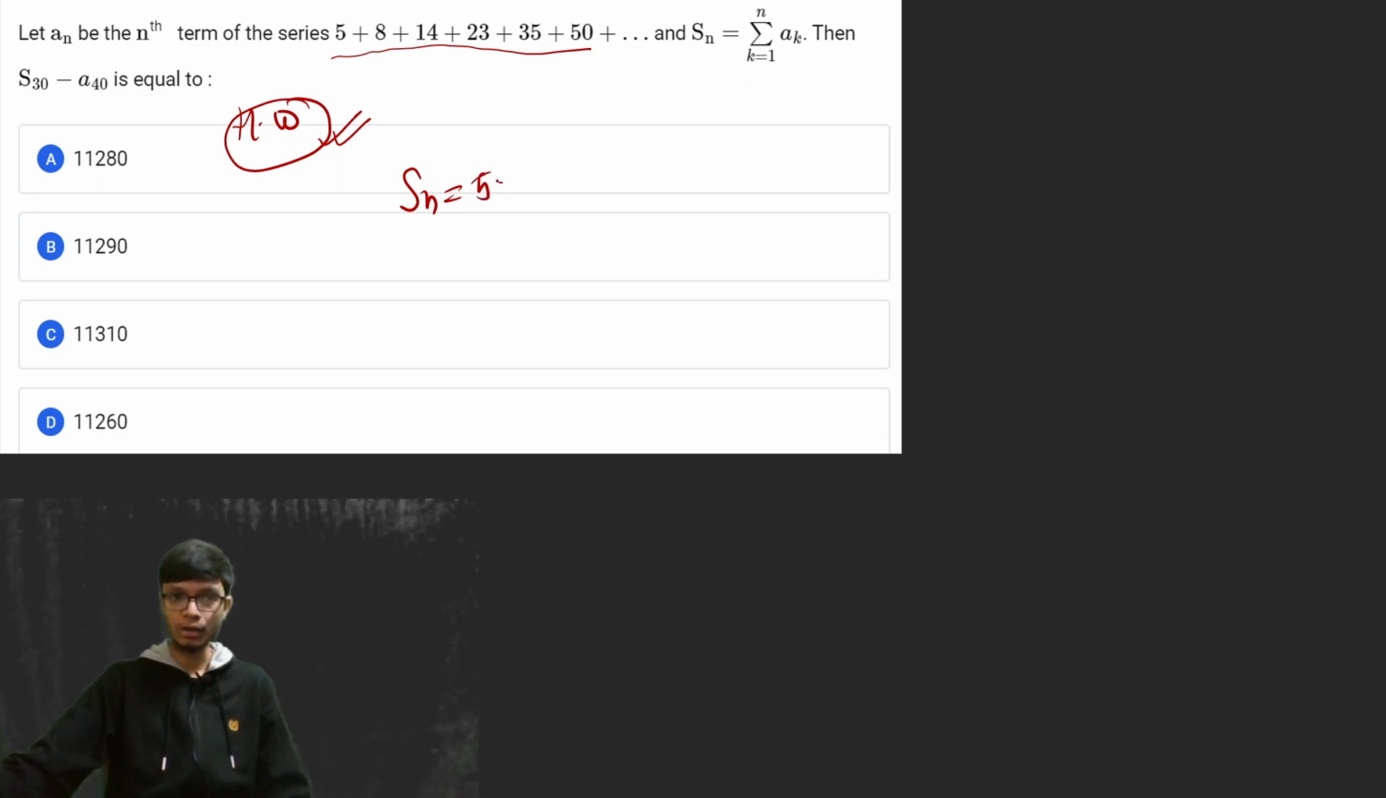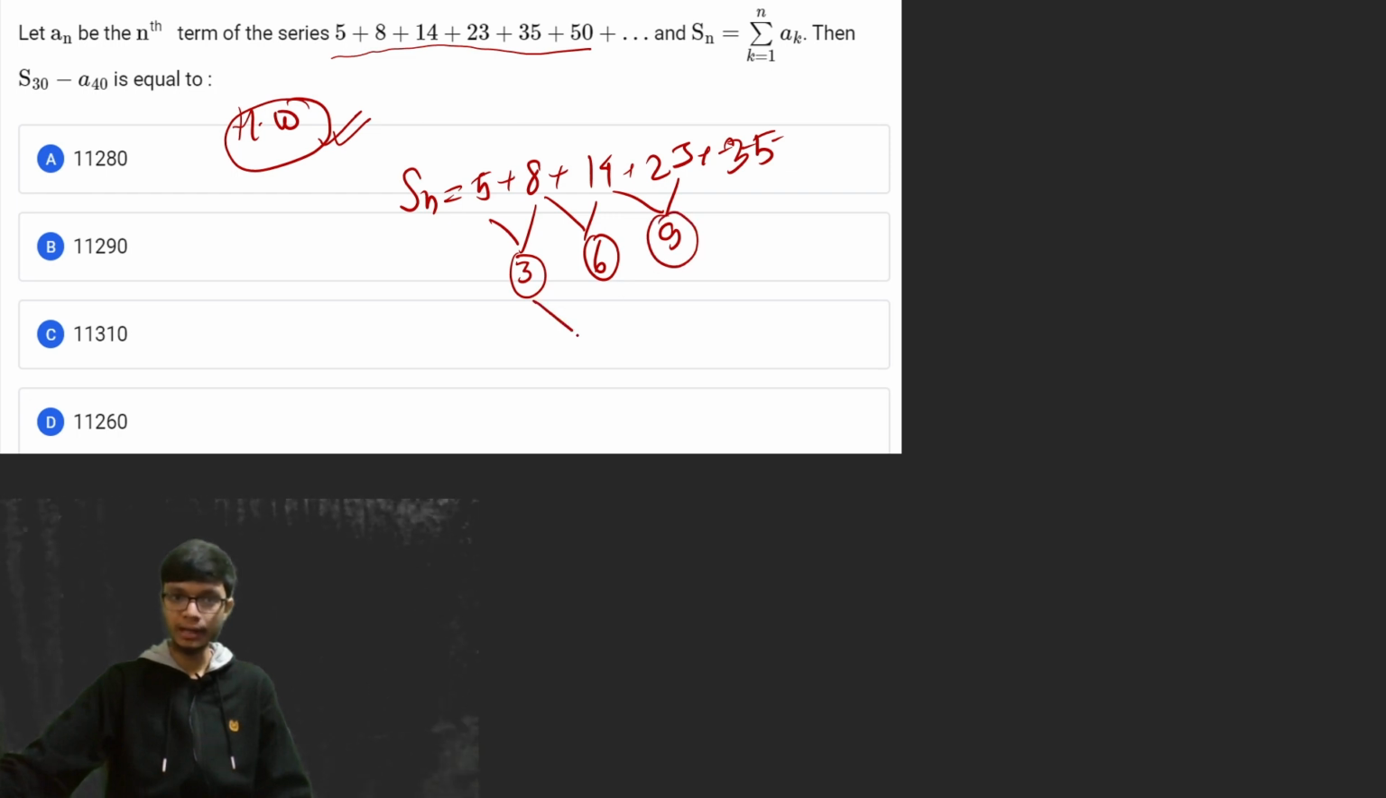That means the summation of 5 plus 8 plus 14 plus 23 and so on up to the nth term. Let me write some more terms. What I can observe is that the difference between 5 and 8 is equal to 3, and similarly the next difference is equal to 6, and the next is equal to 9. The difference of the differences is equal to 3, that means the differences of this particular sequence are also in AP.